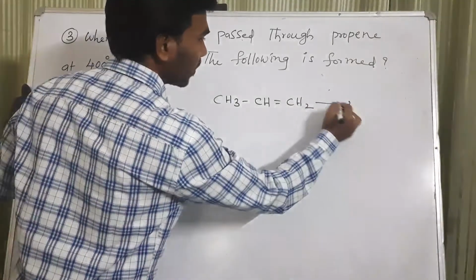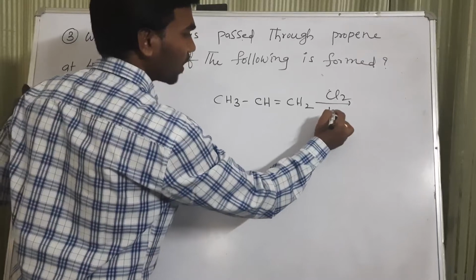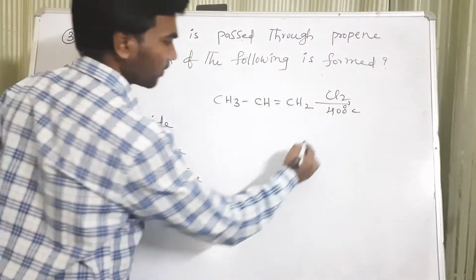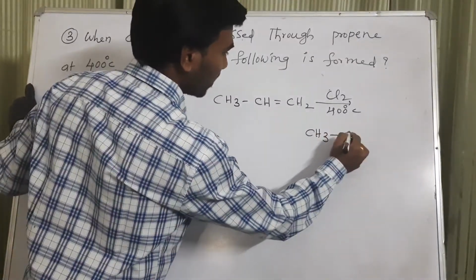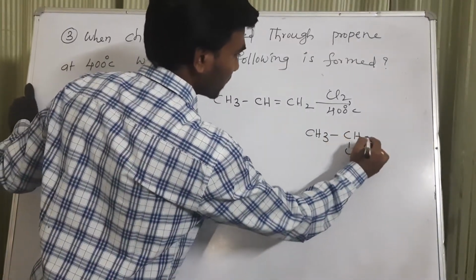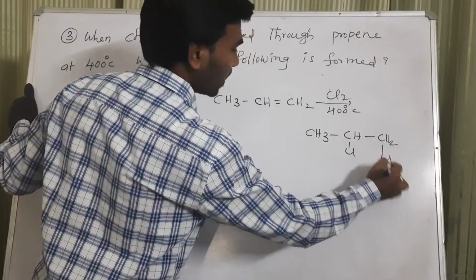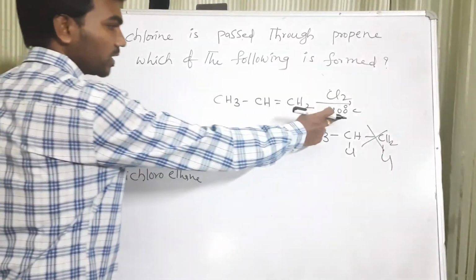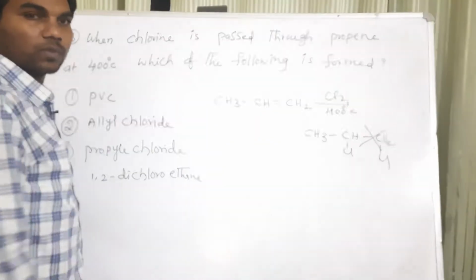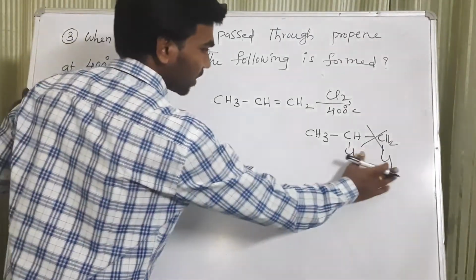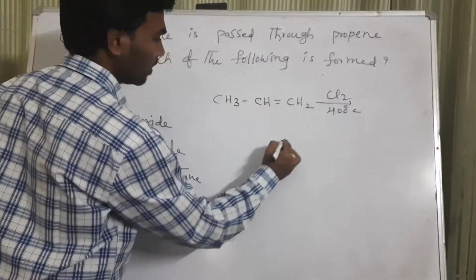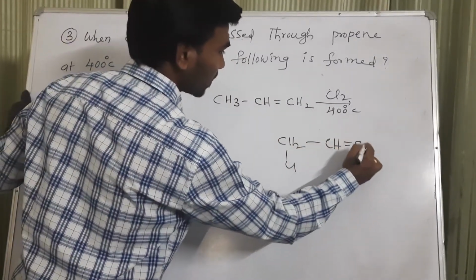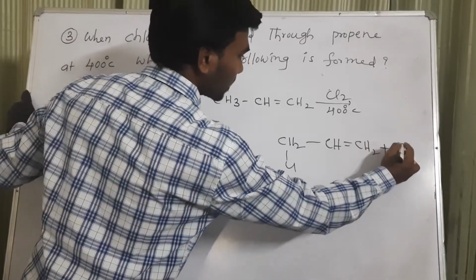When you are taking chlorine at 400 degrees centigrade, we feel that it is going to form an addition product. So our expected product according to our knowledge would be Cl and CH2Cl, but it will not form an addition product here. At 400 degrees centigrade, it is going to form a substitution product. So instead of this product, it is going to form CH2Cl and CH double bond CH2, plus HCl.